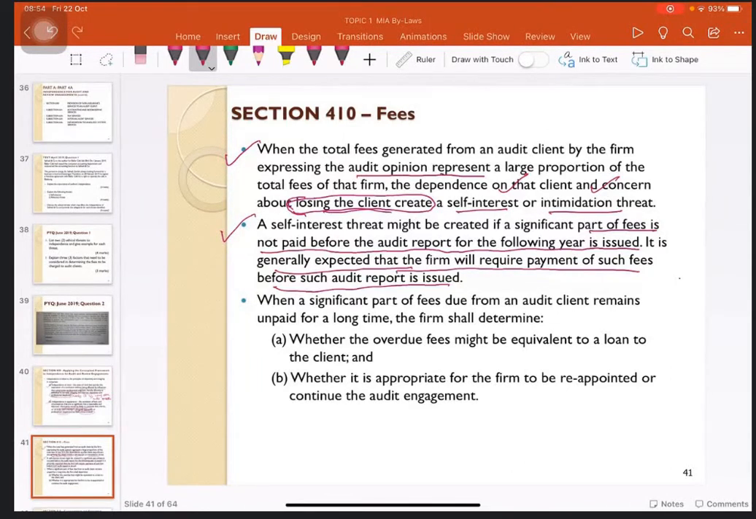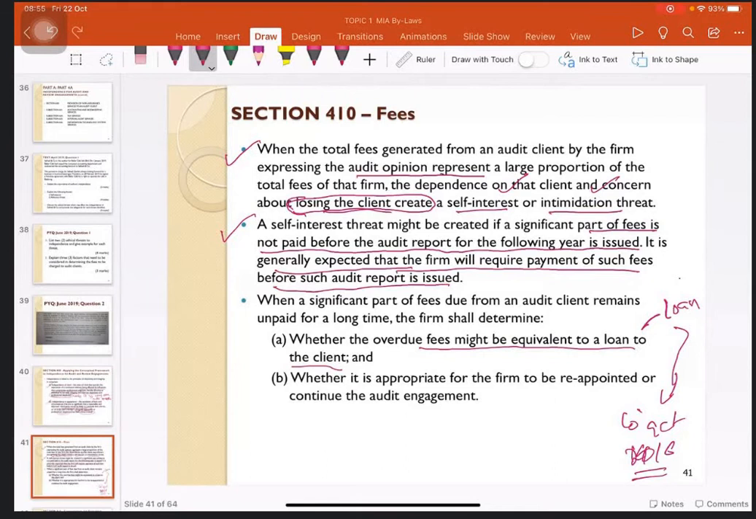Sorry, so I think I have explained to you the first one and the second one. Now we look at the third point: when a significant part of fees due from an audit client remains unpaid for a long period, the firm shall determine, okay, if the client does not pay your audit fees for a long time, the overdue might be equivalent to a loan to the client. So this one becomes a loan to the client. If it is a loan, we need to refer to the Companies Act 2016, because lending to a client and taking a loan from a client is not allowed under the Companies Act.